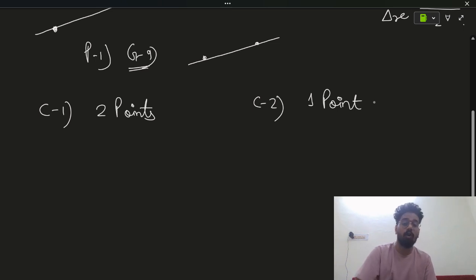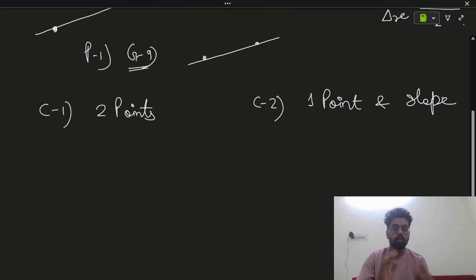then you need one more piece of information, which can be in the form of slope like theta, or the slope directly given as m, or some kind of inclination. So there must be some piece of information apart from this: 1 point and a slope. All the equations of line depend upon these two things.